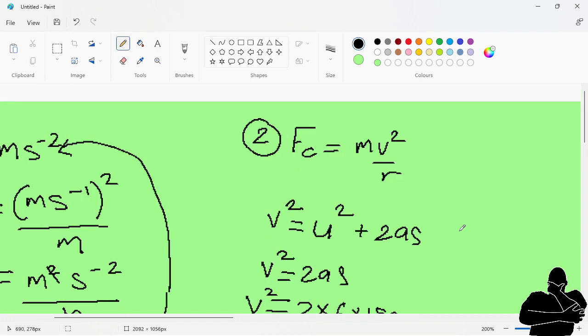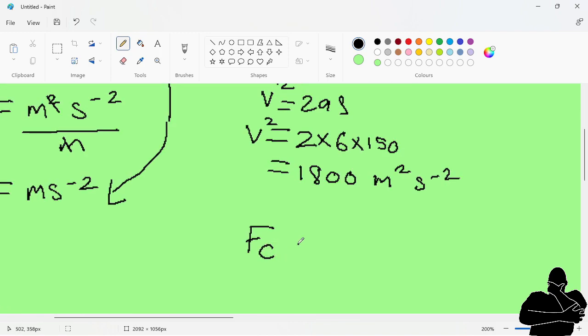Now that we have v squared, we can just put it in this equation. Now we can rewrite the centripetal force, which is the resultant force in this case. And that's going to be the mass, which was stated to be 500 kilograms, multiplied by v squared, which we just calculated to be 1800 meters squared per second squared. And then we're going to divide that by the radius, which was stated to be 200 meters.